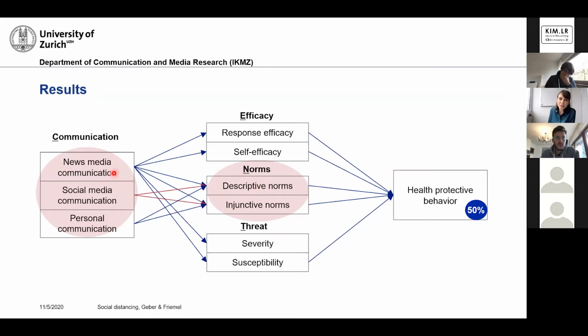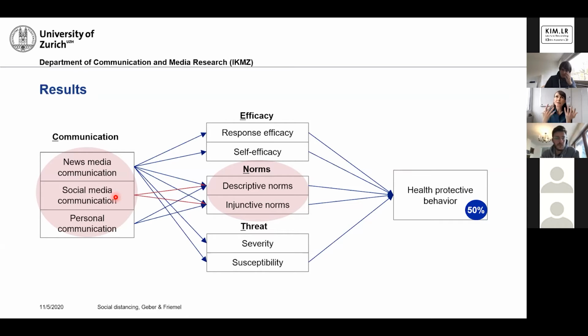What is very interesting here is that news media communication had a positive impact, and social media communication, which is indicated here through the red lines, had a negative impact. This means that the more people turned to social media communication in the first phase after the lockdown, the less they perceived that social distancing was actually a prevalent behavior and a socially approved behavior by others.